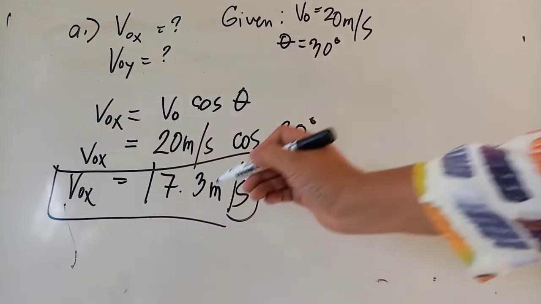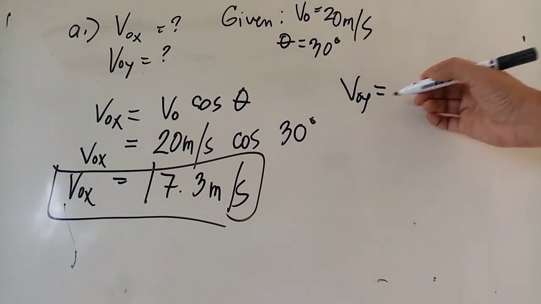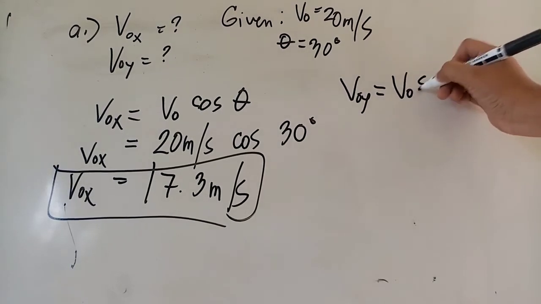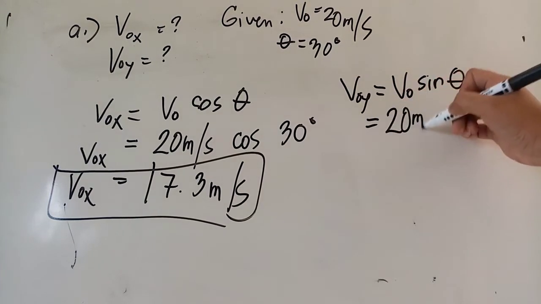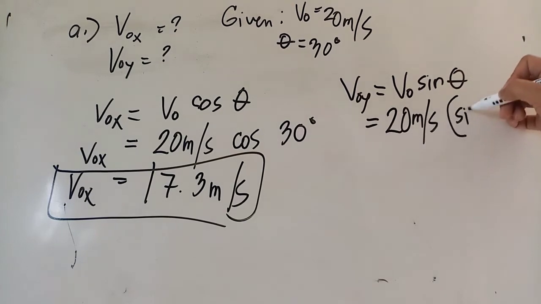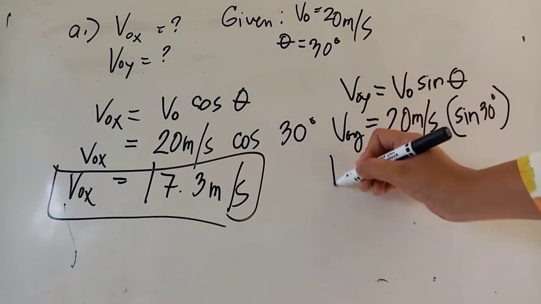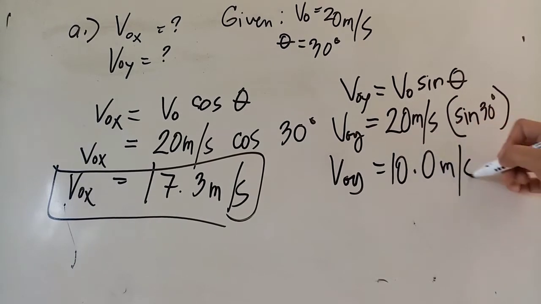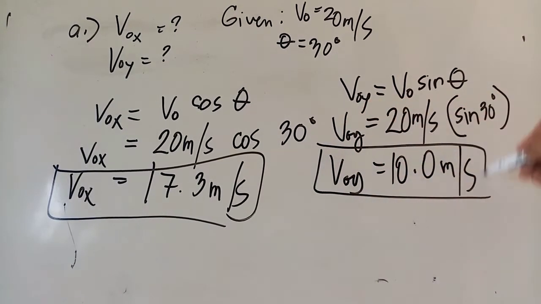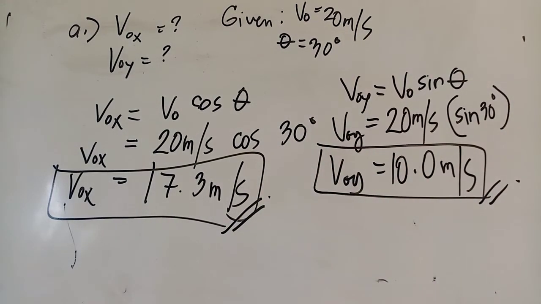our horizontal. For our initial velocity in our vertical, we'll have initial velocity times the sine of the angle. Substitute the value, that is 20 meters per second times the sine of 30, and you will have our initial velocity in y equal to 10.0 meters per second using your calculator. And this is our initial velocity in our horizontal and vertical components.